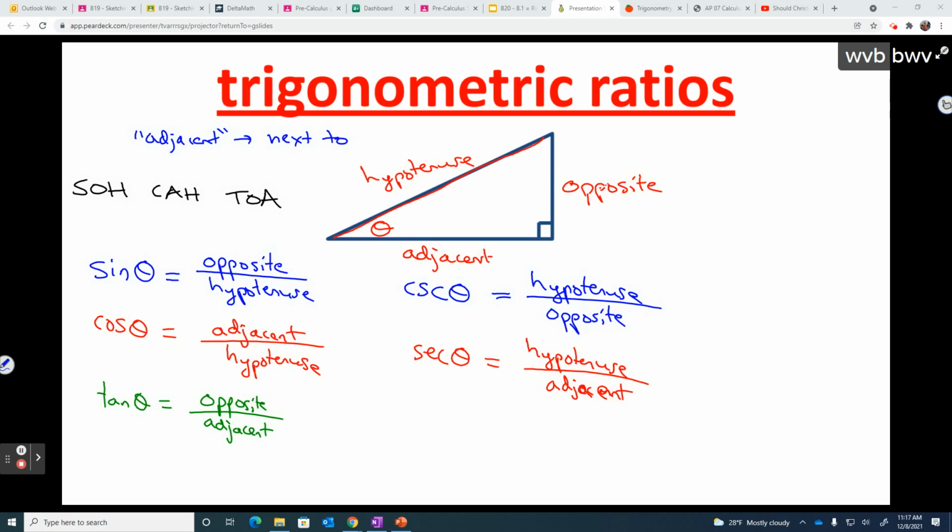And then lastly, the one that matches with tangent is cotangent. So cotangent theta, you flip tangent, so it's adjacent over opposite. So all you need to do is memorize the word SOHCAHTOA, and then you can actually get all 6, because you write out these 3, and then you just flip them. That's it. Those are the 6 ratios.